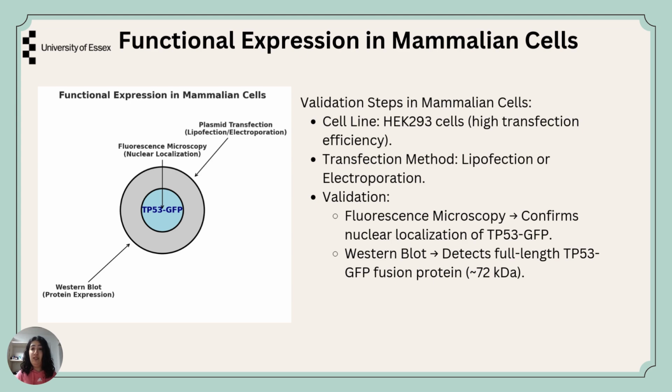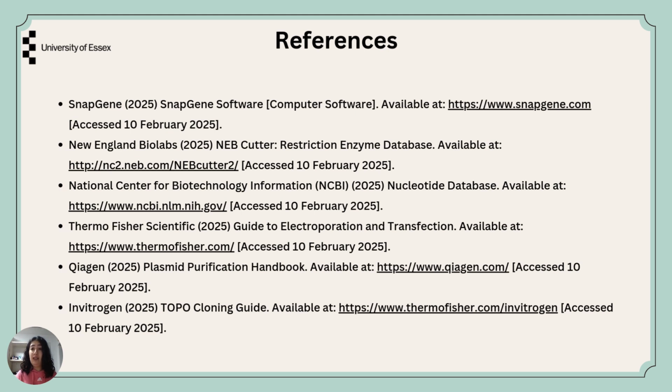In summary, TP53 cDNA was cloned into pEGFP-N1 for localization studies. Cloning was validated through PCR, restriction digestion, and also sequencing. Functional expression will be confirmed using fluorescence microscopy and Western blot. Understanding TP53 localization can provide insights into its function in stress response and also apoptosis. The methods and reagents used in this project were based on protocols from SnapGene, NEB, and other molecular biology resources.